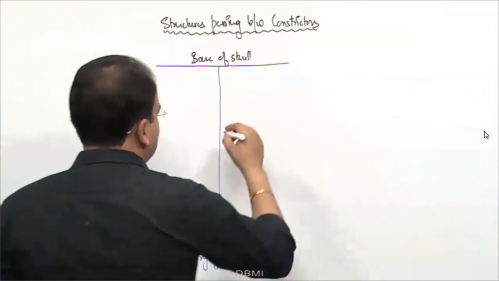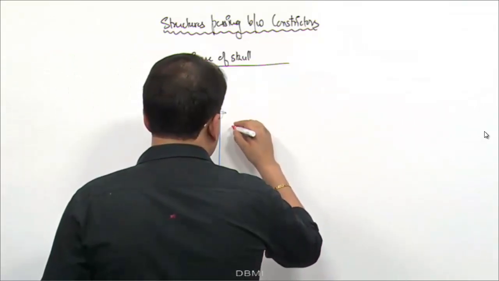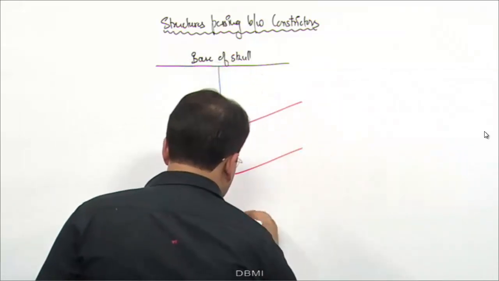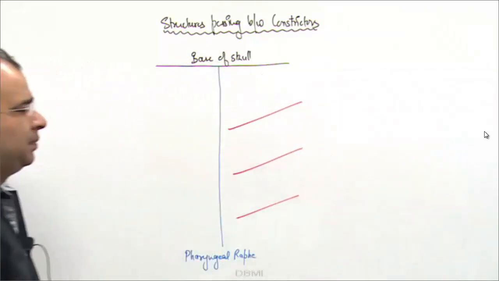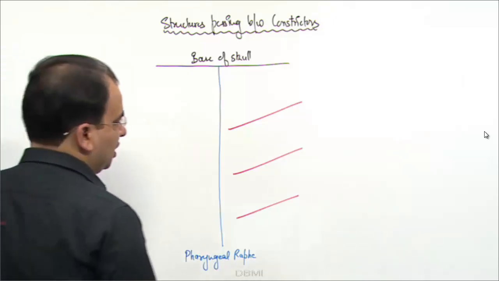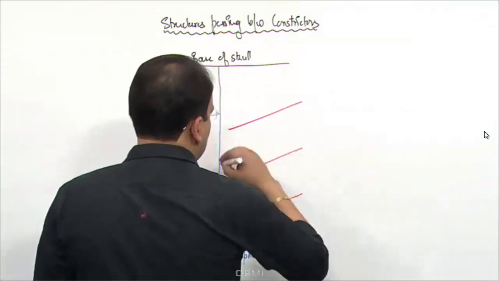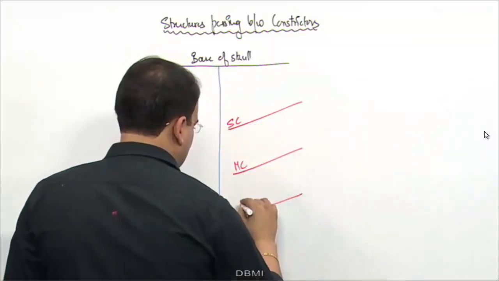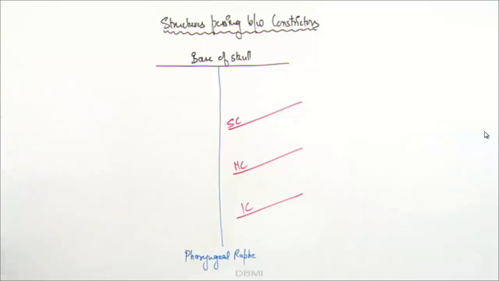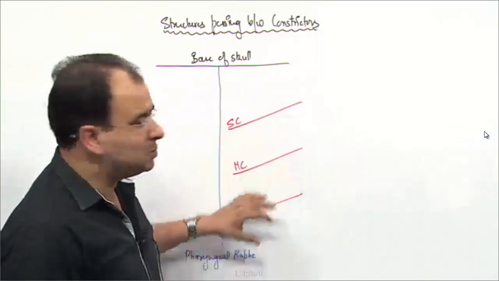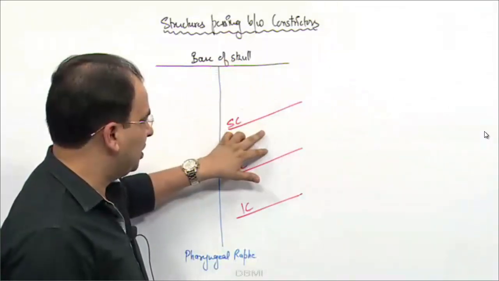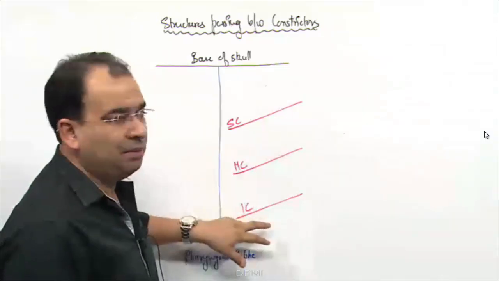Let's say this is the superior constrictor muscle here, this is the middle constrictor, and this is the inferior constrictor. So the three constrictor muscles are converging toward the pharyngeal raphe. These are the gaps we are talking about. The structures pass through the gap between the base of skull and superior constrictor, between superior and middle, between middle and inferior, and below inferior.